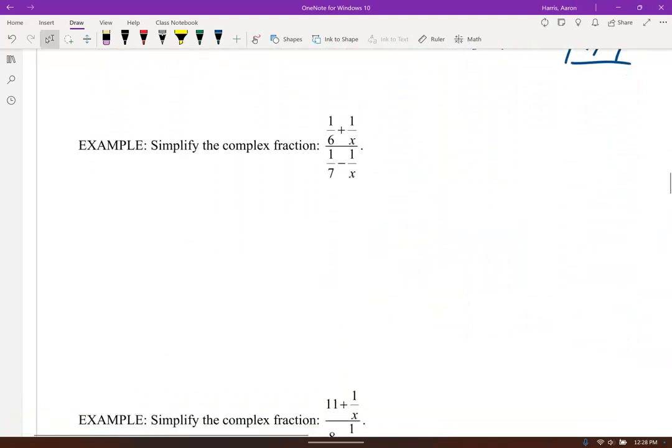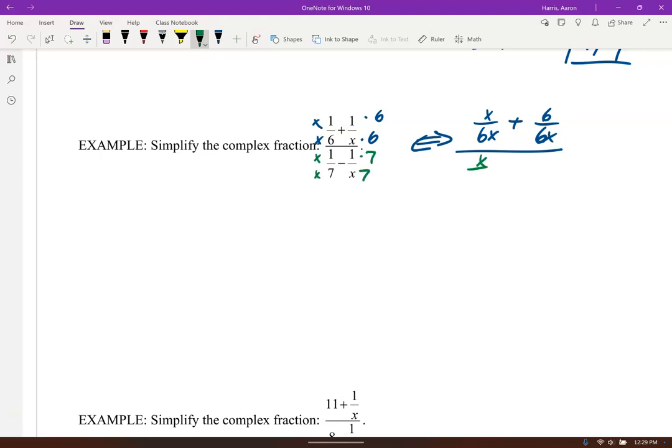And we're going to do a few of these. So this one here, we got to get a common denominator. I'm going to give this a 6. I'm going to give this an x. So the numerator becomes x over 6x plus 6 over 6x. The denominator here is 7x would be the common denominator. So I'd have x over 7x minus 7 over 7x. So it looks like now we have one fraction over one fraction.